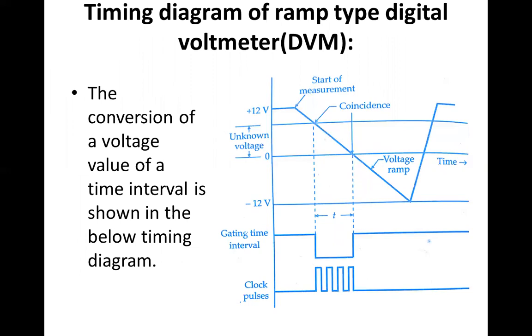This is a timing diagram of ramp type digital voltmeter. The conversion of a voltage value to a time interval is shown in the timing diagram. At the start of measurement, a ramp voltage is initiated. A negative going ramp is shown in the figure, but a positive going ramp may also be used. The ramp voltage value is continuously compared with the voltage being measured.